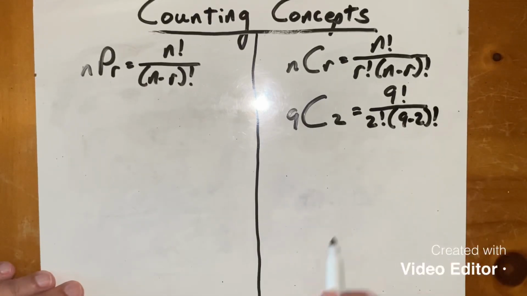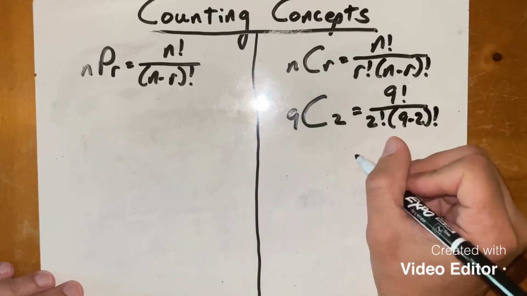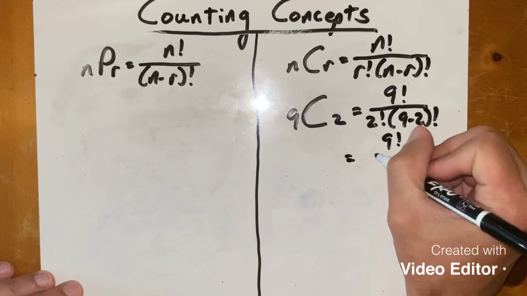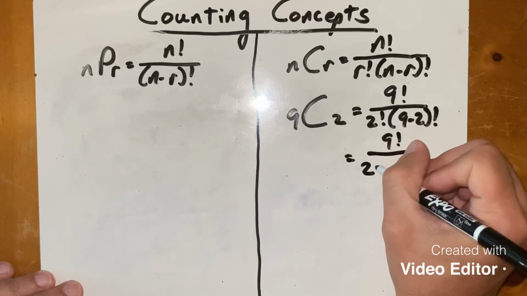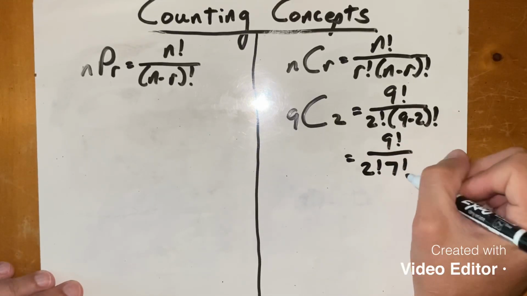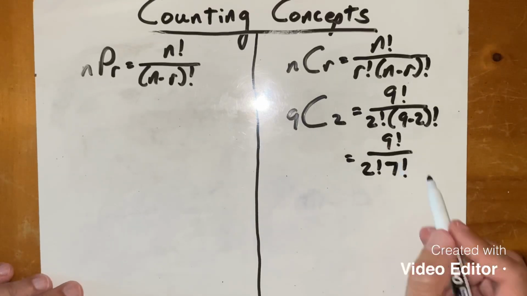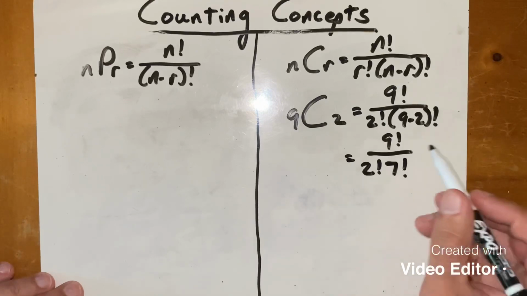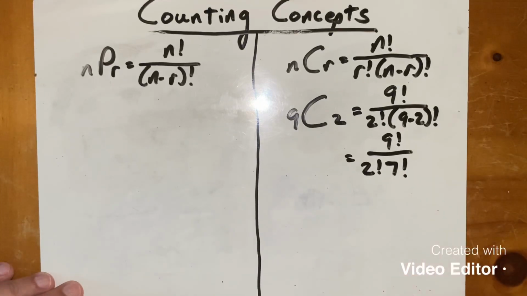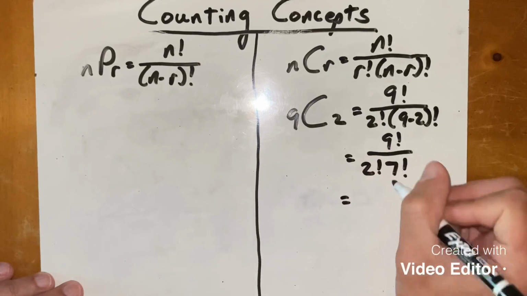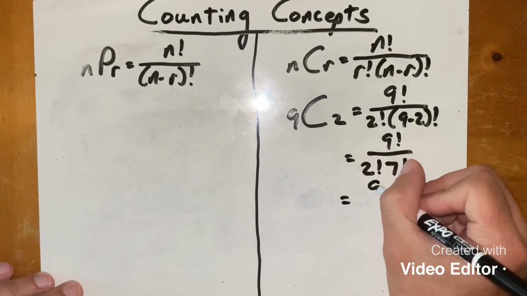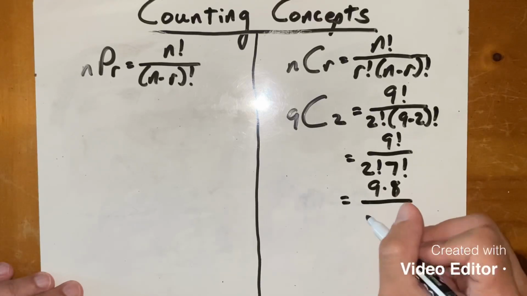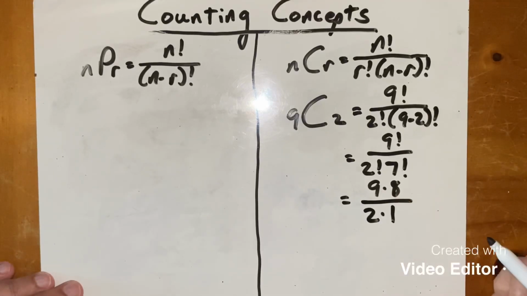Let's work through that and simplify. So 9 factorial on the top, 2 factorial times 7 factorial on the bottom. What's going to cancel out here? Well, 7 down is going to cancel once again. So everything from 7, 6, 5, 4, 3, 2, 1 will be gone on the top and bottom. On the top, I've got 9 times 8 left, and on the bottom, I've just got 2 times 1.